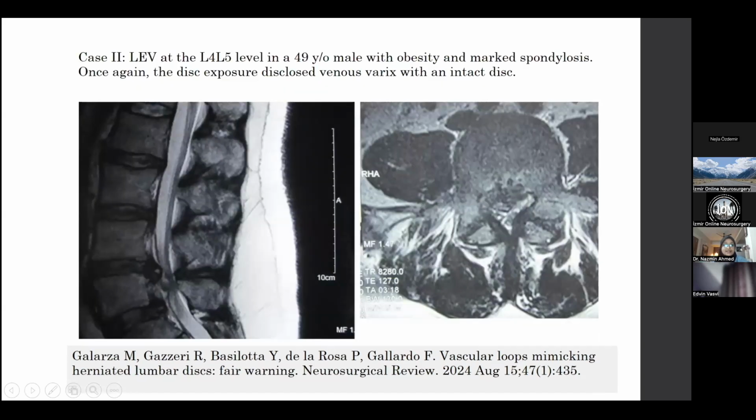Okay, another example of lumbar epidural varix at the L4-5 level, which classically mimics prolapsed lumbar intervertebral disc, but there is another separate lesion. It mimics that there is downward migration of the intervertebral disc. So the authors didn't go for any angiogram, but intraoperatively they noticed that it was a venous varix with an intact disc. There was basically no disc herniation. So they went for coagulation of the varix.